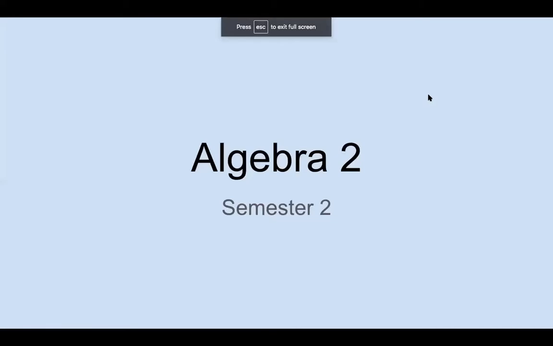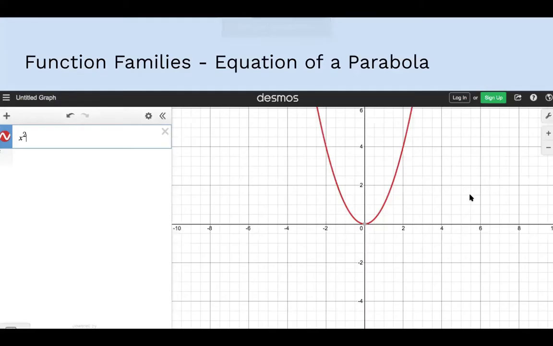Function families. I used the basic shape of a parabola and what I knew about function families to create a graphic design. The general equation of a parabola is x squared. It is graphed here using Desmos online.